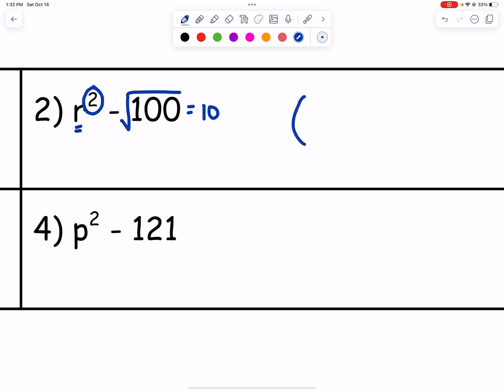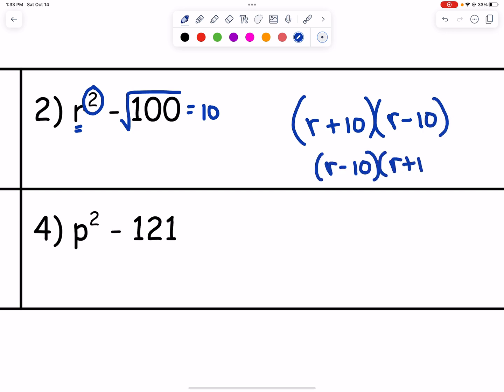So we would just factor that into r plus 10 and r minus 10. And you can write it as r minus 10 first and r plus 10 second. It doesn't matter which order. You just need one of each sign.